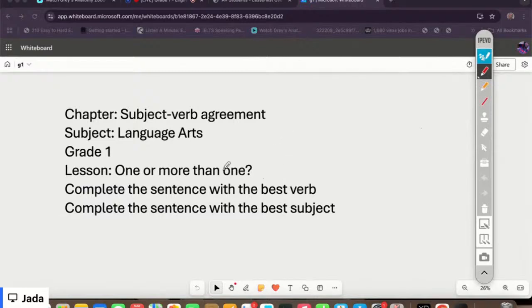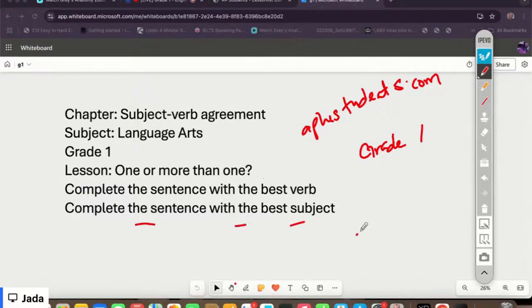Today our chapter will be subject-verb agreement. So we'll first log in using aplusstudent.com. Click on your name, move on to language arts, the grade 1. The chapter is subject-verb agreement. The lessons will be one or more than one, complete the sentence with the best verb, and complete the sentence with the best subject.